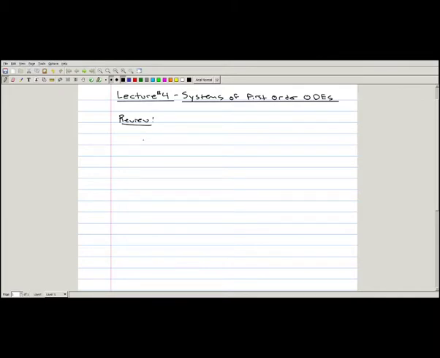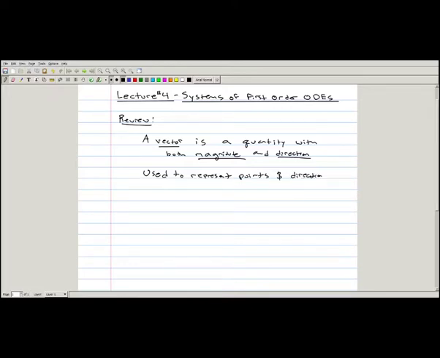So we can think of a vector as a quantity with both magnitude and direction, which represents points in general n-dimensional space, which we denote R^n to denote the Cartesian product of R with itself n times.